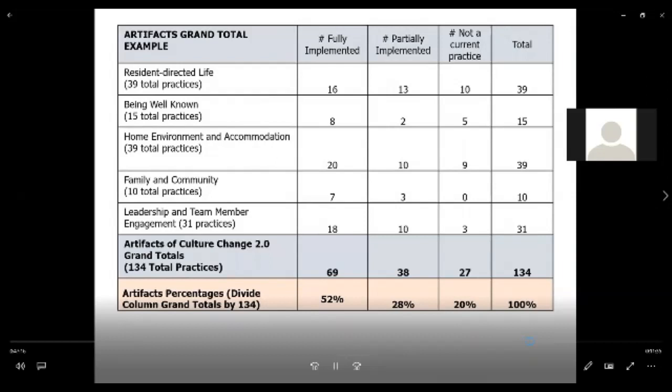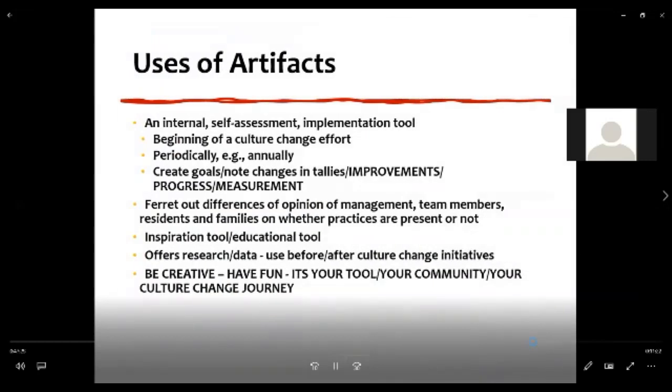And then besides seeing the numbers, we also guide you to do percentages just out of curiosity. And these are the numbers you could watch change in time using this tool. And so remember, it's an internal self-assessment and implementation tool. And we recommend you use it at the beginning of any kind of culture change journey or effort you're going to embark on, and then use it periodically, probably annually, makes a lot of sense. You wouldn't necessarily have to do it more often.